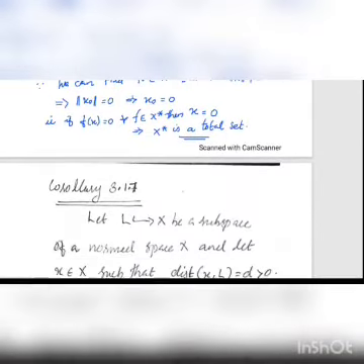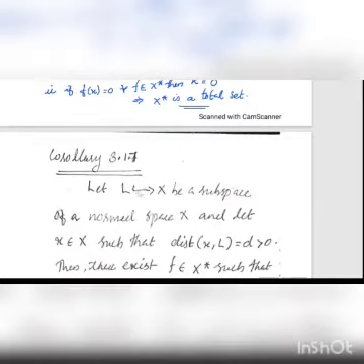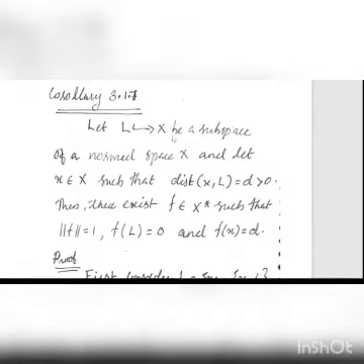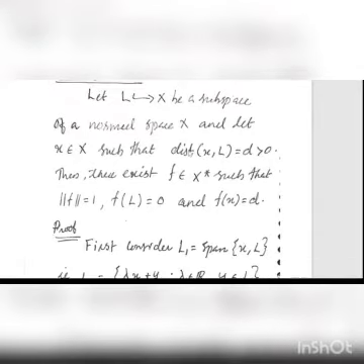Now we will pass to corollary 3.1.7. This corollary says: let L be a subspace of a normed space X, and let x belong to X such that the distance between x and L is equal to d. That means you are having your x over here, this is your x, and somewhere here you have got your L.